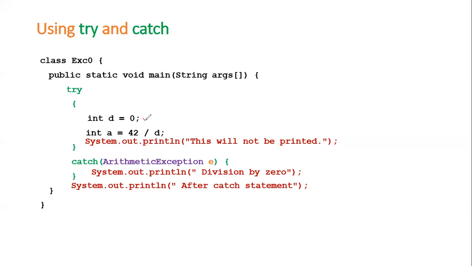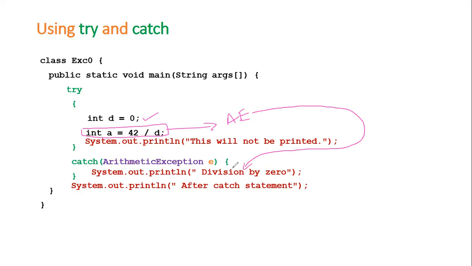You see, students, here I have written int d equal to 0. Next, I'm trying to divide 42 by 0. Can I divide a number by 0? No, I can't. So what's going to happen? This statement is going to generate an exception called ArithmeticException. Whenever an arithmetic exception is thrown, it goes inside the catch block.